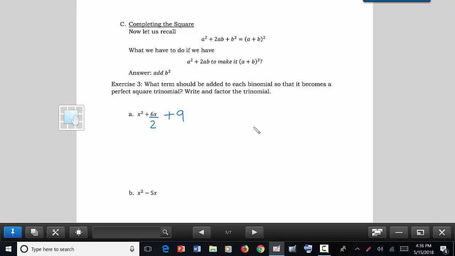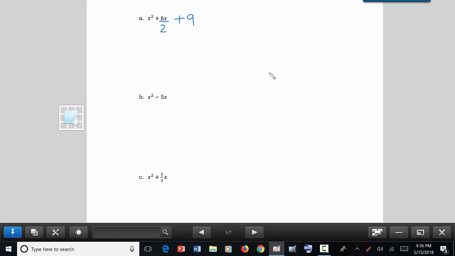Always half of the middle coefficient. What is half of negative 5? So it is negative 5 over 2, half. So we need negative 5 over 2 squared.